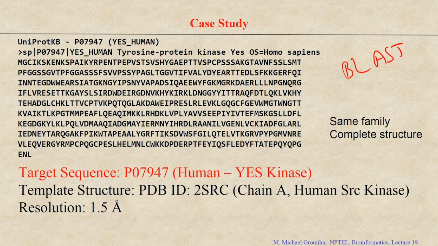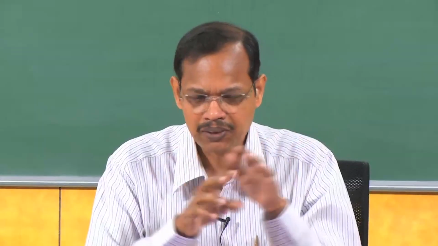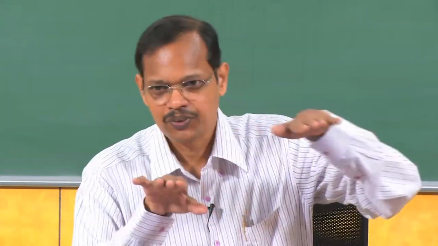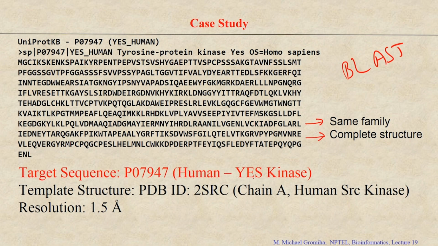Then how do you choose your template? First you see the same family and you check that the complete structure is known. Sometimes you get 98% sequence identity, but the structure is not complete, you have only a partial structure. So you should have the complete structure in the PDB. Sequence-wise the alignment says it is 98%, but if you see the structure you have only a partial structure. So you need to make sure that the complete structure is available. In this case, for the human kinase, we choose SRC, they belong to the same kinase family, and this is CS kinase, and here you can see this SRC kinase.